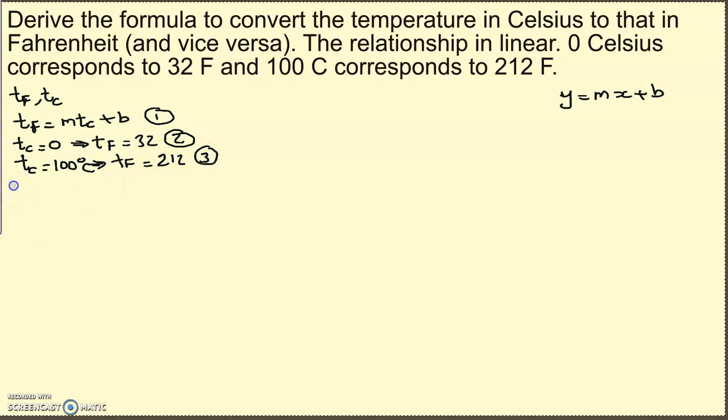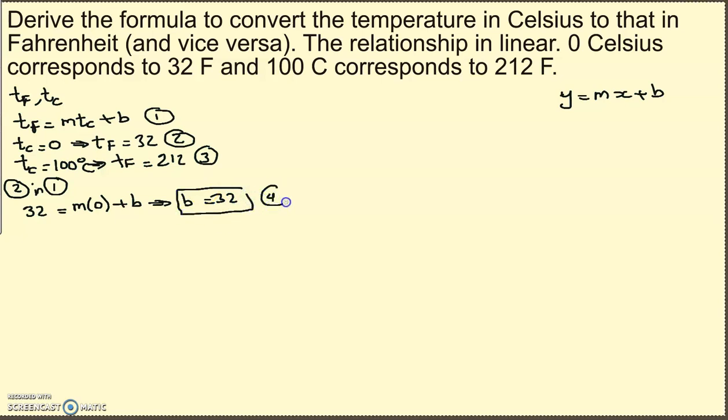So if we substitute 2 in our first equation, so Tf is equal to 32, that is the left-hand side. m is our unknown slope. Temperature in Celsius is 0, and then b is our unknown intercept. So m times 0 is equal to 0. So immediately from this equation, we find that b equals 32. So this is one of the unknowns. We call that number 4.